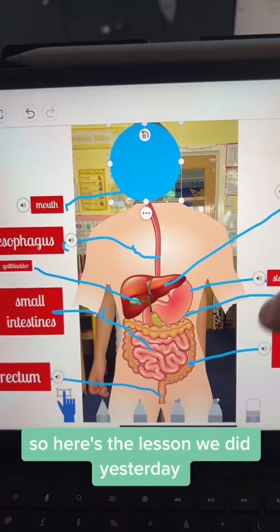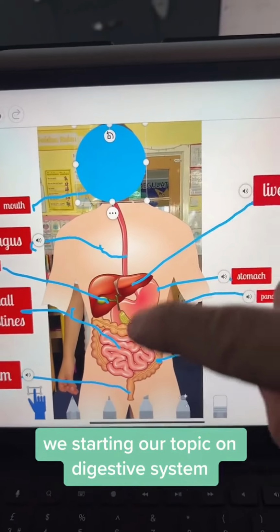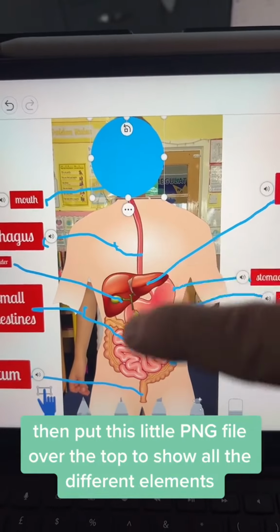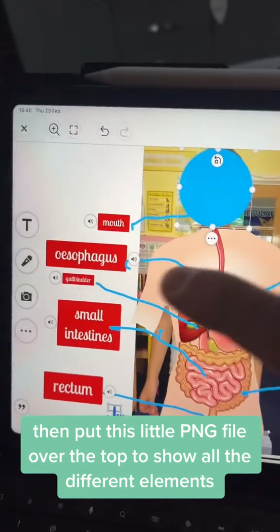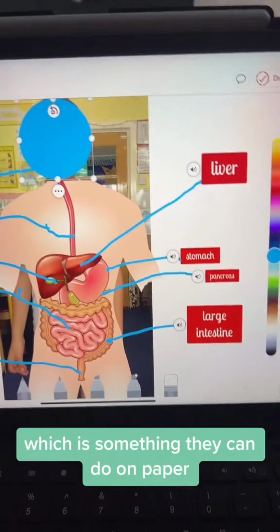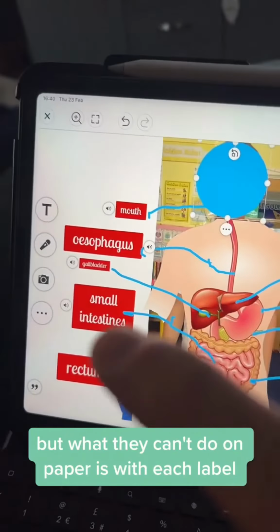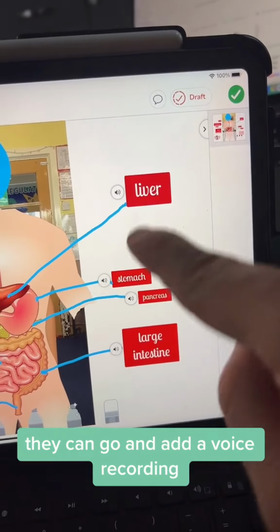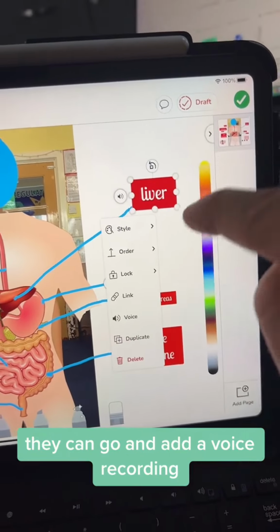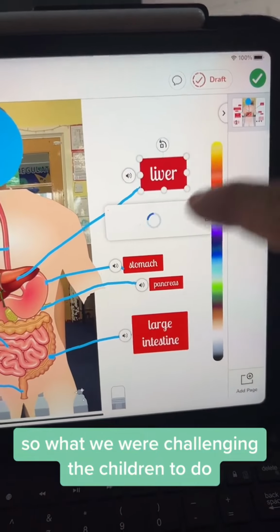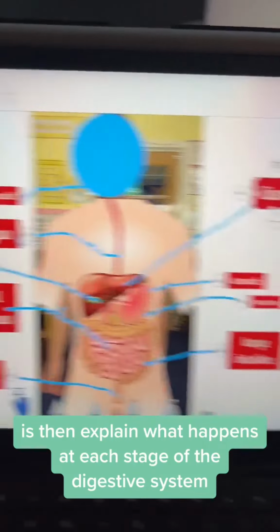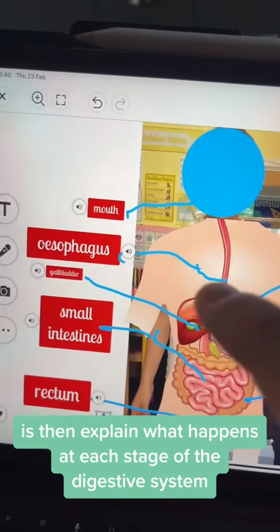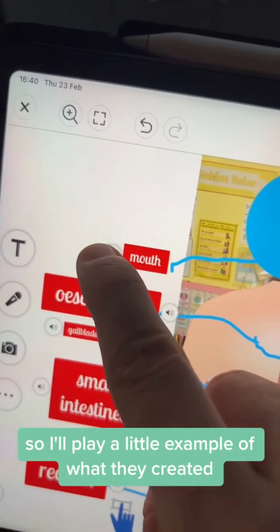So here's the lesson we did yesterday. We're starting our topic on the digestive system. The children took a selfie of themselves, then put this little PNG file over the top to show all the different elements. They could then label it, which is something they can do on paper, but what they can't do on paper is, with each label, they can go and add a voice recording. So what we were challenging the children to do is then explain what happens at each stage of the digestive system. So I'll play a little example of what they created.